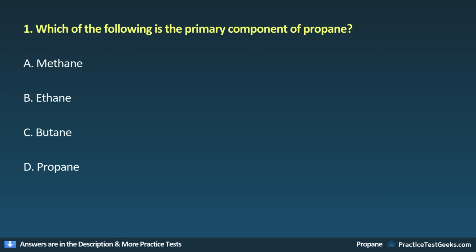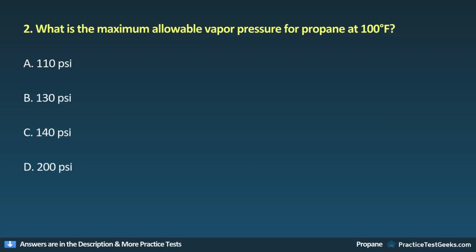1. Which of the following is the primary component of propane? A. Methane. B. Ethane. C. Butane. D. Propane. 2. What is the maximum allowable vapor pressure for propane at 100 degrees Fahrenheit? A. 110 psi. B. 0.130 psi. C. 140 psi. D. 200 psi.